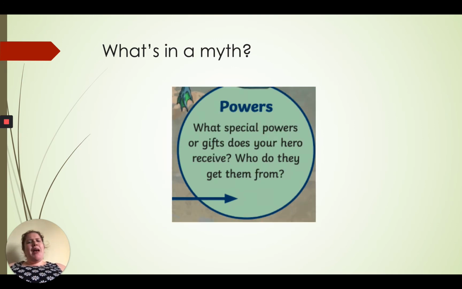Powers. What special powers or gifts does your hero receive? Who do they get them from? Do they meet them along their way, on their journey? That would be really exciting.